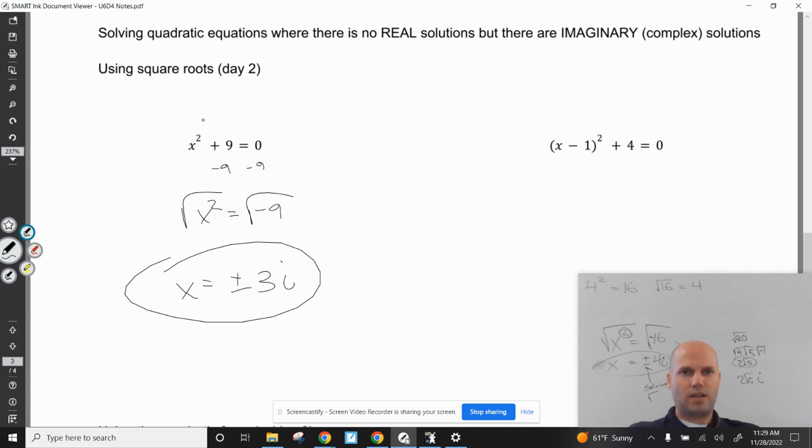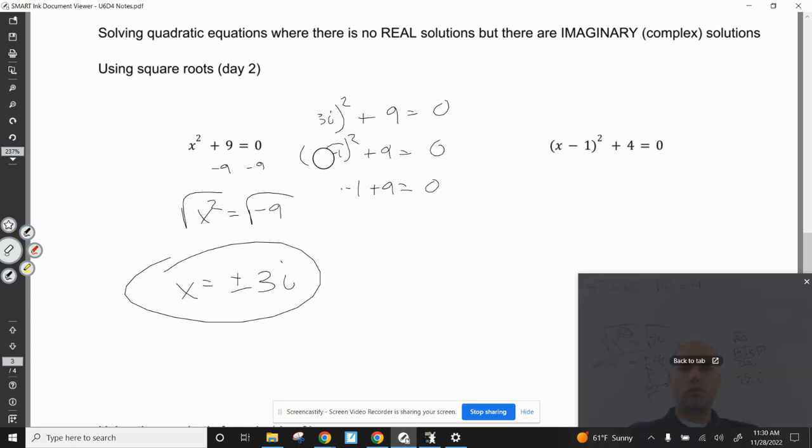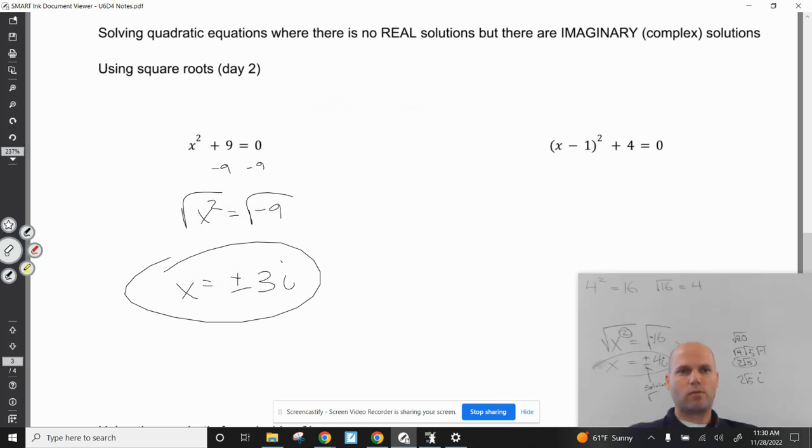Because if I plug in 3i, I'm just going to show you this, 3i squared plus 9 equals 0. Well, that's 3 times i, replacing it with the square root of negative 1, squared. Well, 3 squared is 9. The square root of negative 1 squared is just negative 1. This is negative 9 plus 9. That works, okay? So there's no real number, but having a square root of a negative does work in this original one.